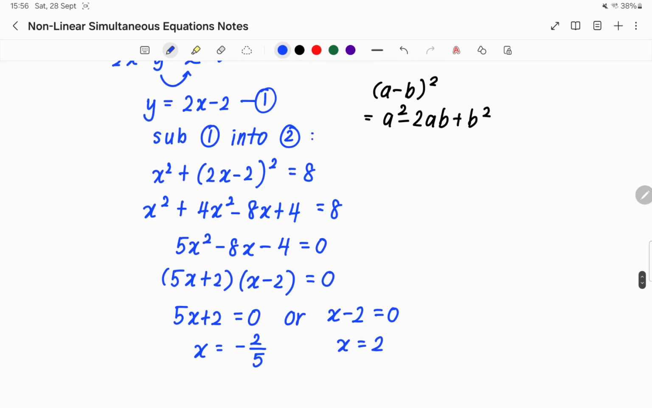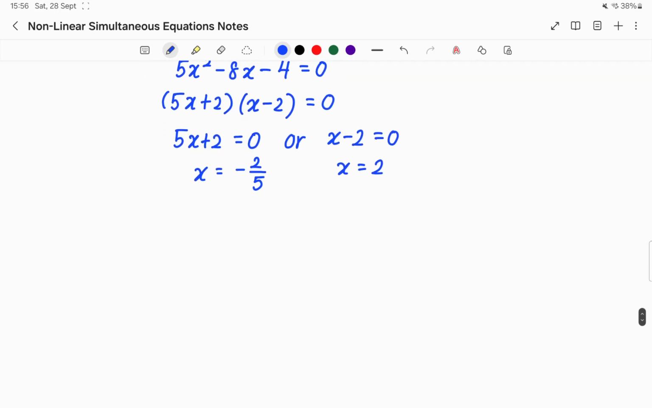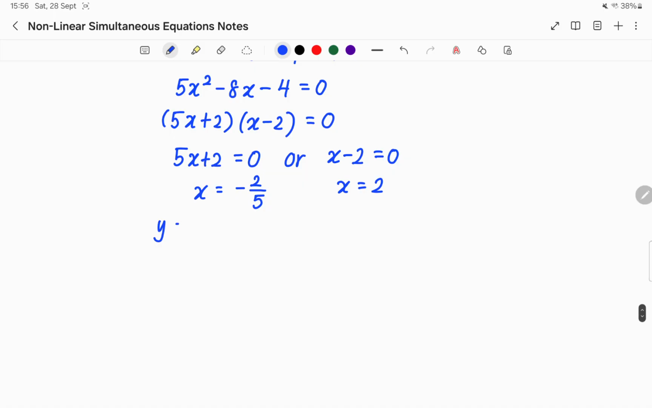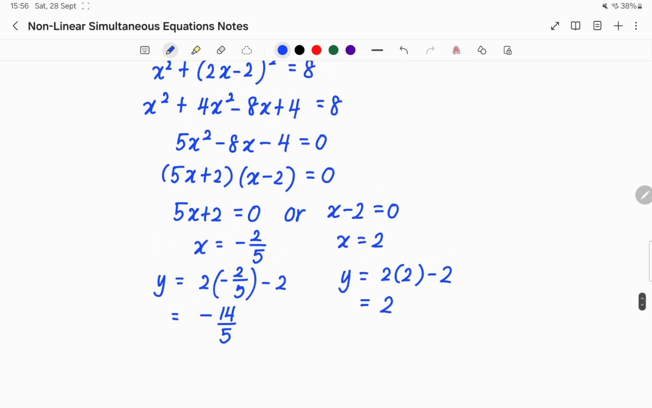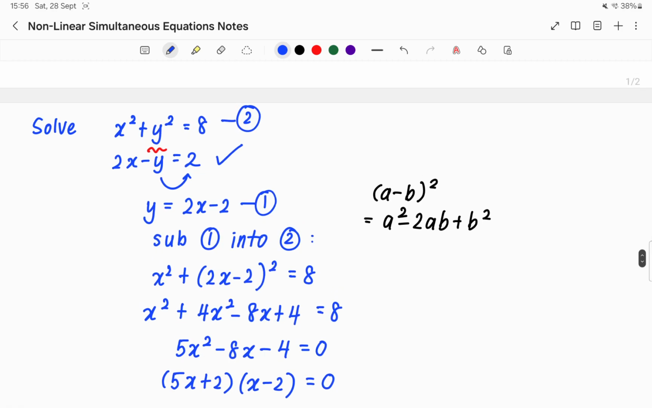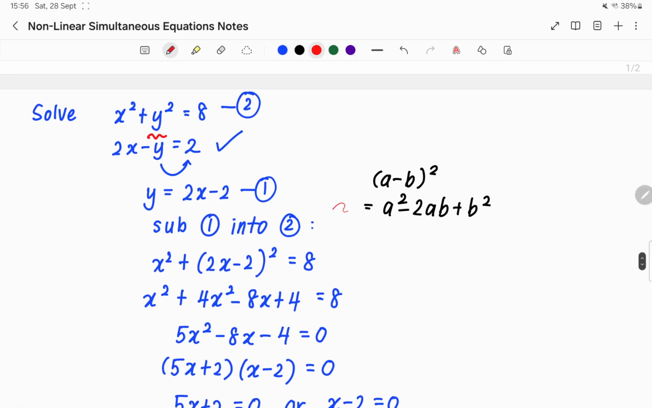Then now that we have x, I can plug it back into equation 1, right? So I will sub it back into equation 1 to find my y. So y is 2 times minus 2/5 minus 2 to give us negative 14/5. And over here is y equals 2 times 2 minus 2 equals 2. Okay, so this is how you will solve a pair of non-linear simultaneous equations. This is what we call substitution. This method here is substitution.